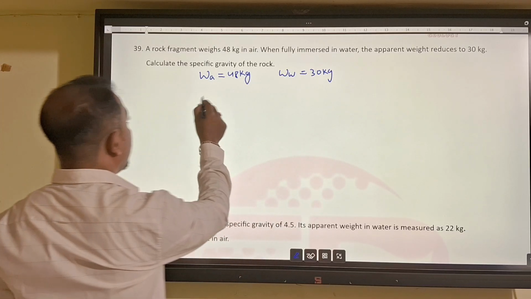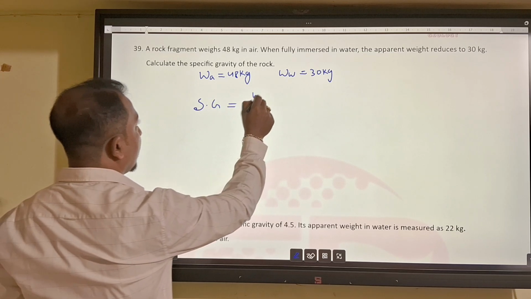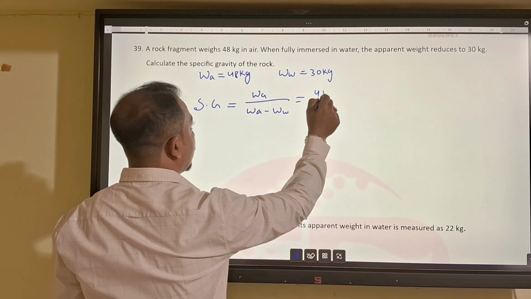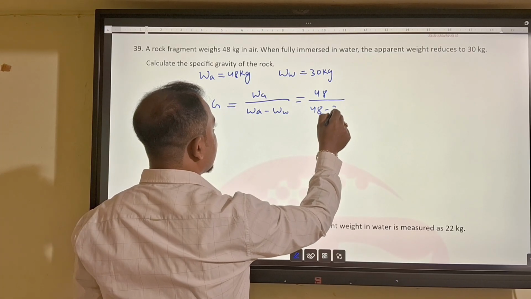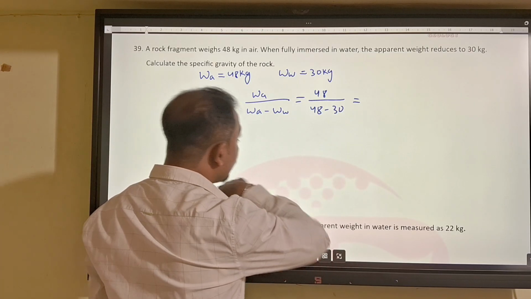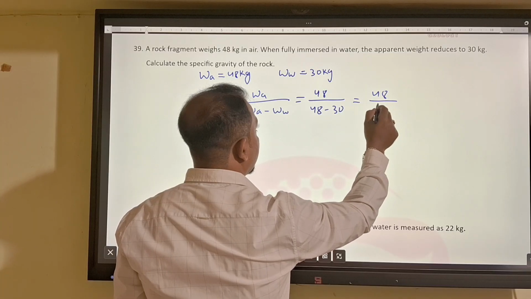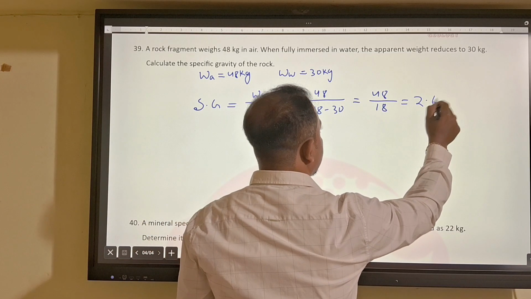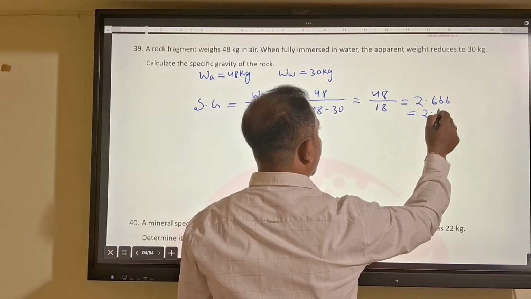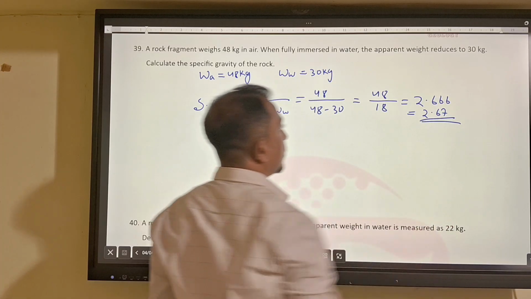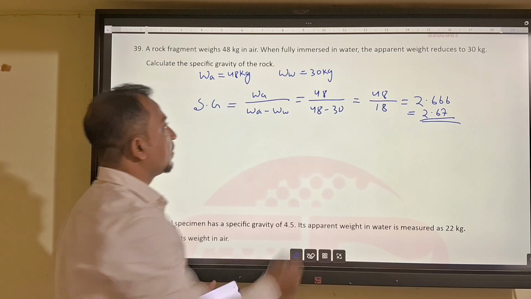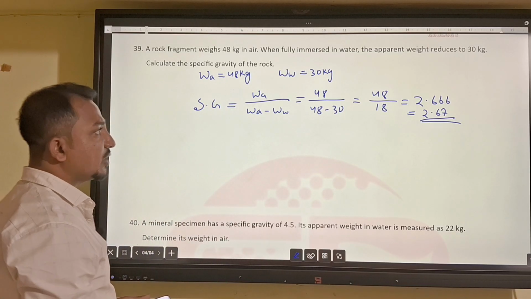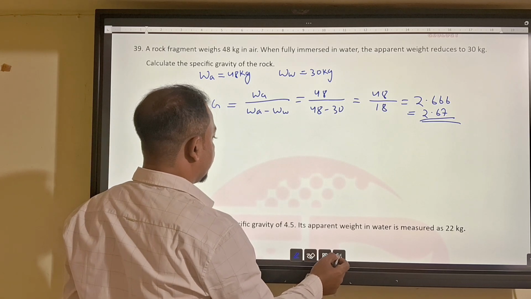The specific gravity will be weight in air by weight in air minus weight in water. So it's 48 divided by 48 minus 30. So 48 divided by 18 will be 2.66, so approximately 2.67. The specific gravity doesn't have any unit because it is a dimensionless quantity. So the answer will be 2.67.